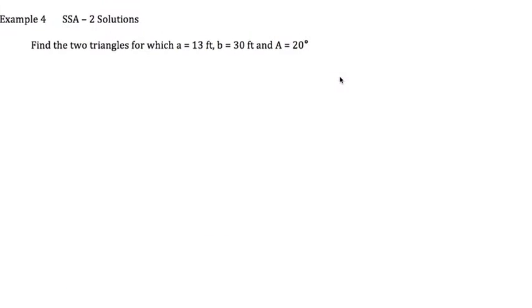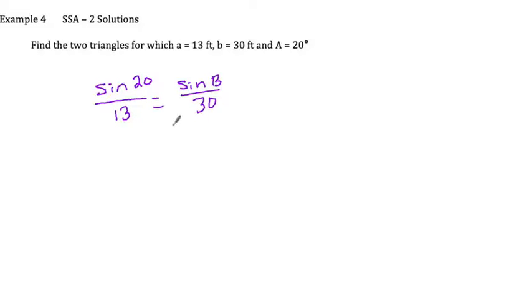Okay, so now we're going to look at the two solutions of the ambiguous case. Let's start. It says a is 13, b is 30, and angle A is 20. Knowing the law of sines, I'm going to say sine of angle A over side a is equal to sine of B over my side b.